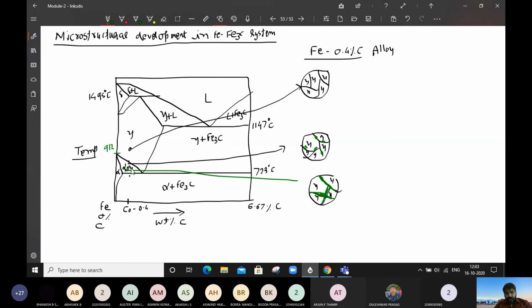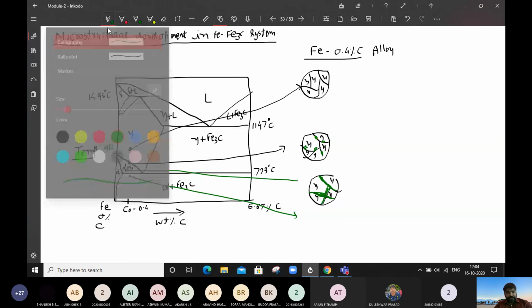But gamma is not going to be stable below this line. You can see this is the maximum point up to which this gamma can be stable. When you are going to cool this alloy having gamma below this point, what will happen? This gamma is going to convert into alpha plus Fe3C, because you know, when we cool gamma below this point, because of this eutectoid reaction, gamma will be converted into alpha and Fe3C. So this alpha will remain as such.